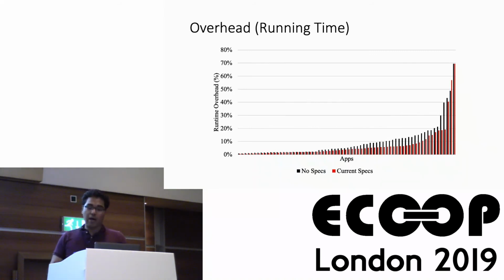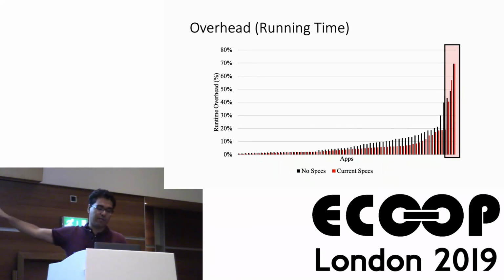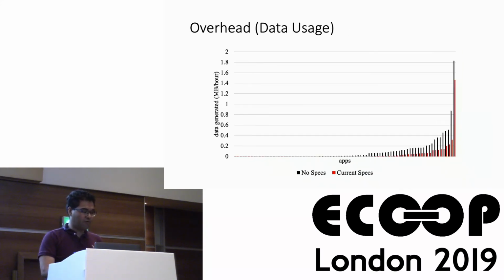Very quickly, here I've just shown the runtime overhead if we use the current specifications in the system. There are still some outliers, and we show in the paper that if you keep adding some more specifications, about 10 to 15 more, you can get these down to reasonable levels as well. There's a similar story for data usage. This is how much data is generated by the instrumentation.